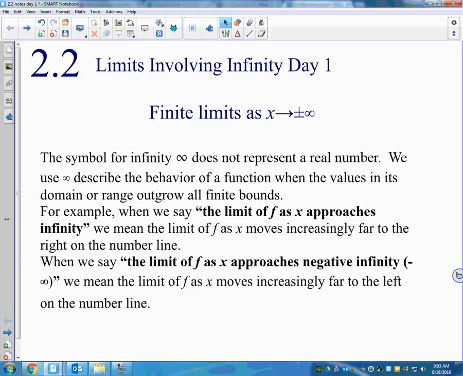And so hopefully you know this. Infinity does not represent an actual number. It's more about what's happening as x is getting bigger and bigger or smaller and smaller. So we say the limit of s as x approaches infinity, we mean what happens as you get further and further. Kind of almost like that.